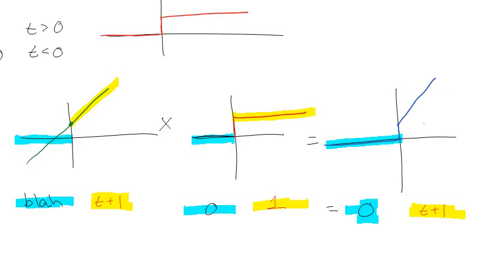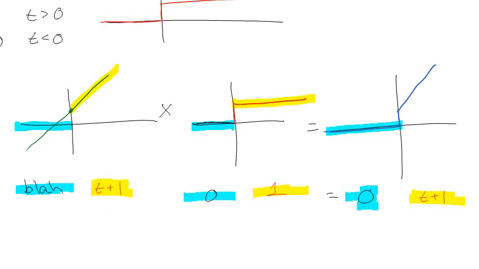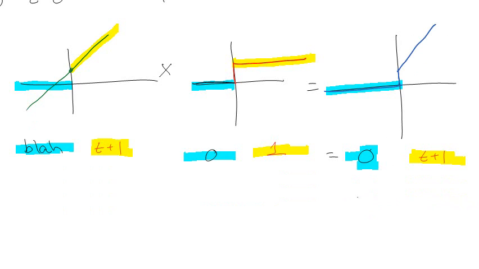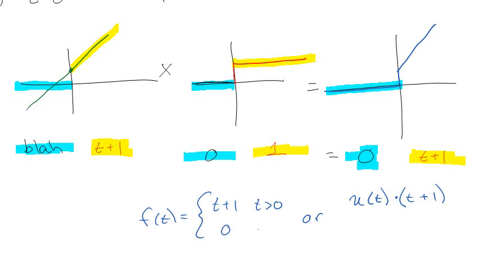So what I've essentially done is multiply a function by the unit step function, and I've ended up with a piecewise function. One way I could write it is u of t times t plus 1. Or I can write it by saying that f of t is equal to t plus 1 for t greater than 0, and it's equal to 0 otherwise. So basically the unit step function allows us to write a piecewise function without making it piecewisey, which is kind of neat.